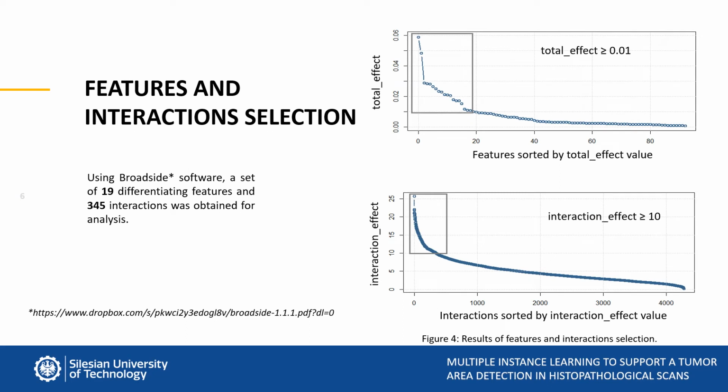On the chart, we can see the features sorted by their importance. The cutoff point is defined at the level greater than or equal to 0.01. Identical steps were taken for the interaction selection. The cutoff point is defined as greater than 10. The results were obtained using Broadside software, which is a feature selection and interaction application designed to extract sets of informative variables from data.